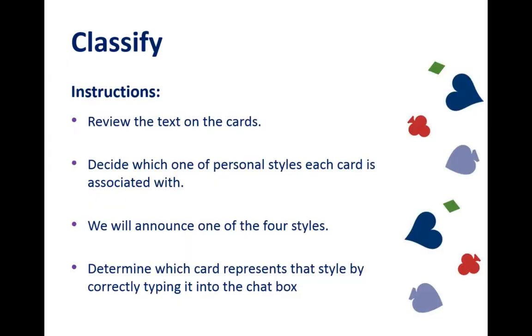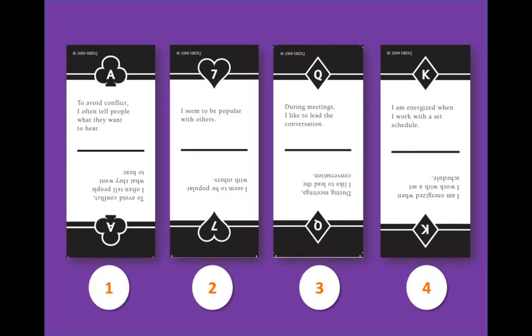Right? So here are your instructions. You're going to review the text on the card, similar to the one you saw on the prior slides. Then you're going to decide which one of the personal styles each card is associated with, because we're going to announce one of the 4 styles, and your job is to determine which card represents that style by correctly typing it in the chat box. Are you ready? Here we go.